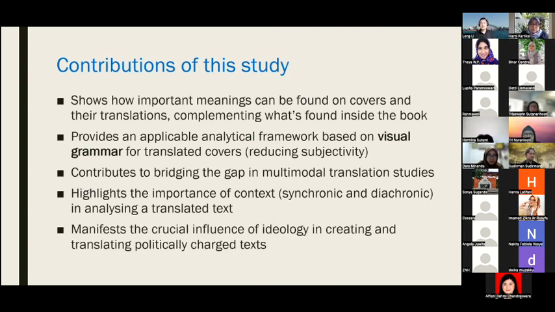And lastly, it manifests the crucial influence of ideology in creating and translating politically charged texts. So both the source text and the Chinese text have been strongly influenced by political ideology. So that guarantees the importance of further awareness and attention and research into the important aspect of ideology and text, and ideology and translation.